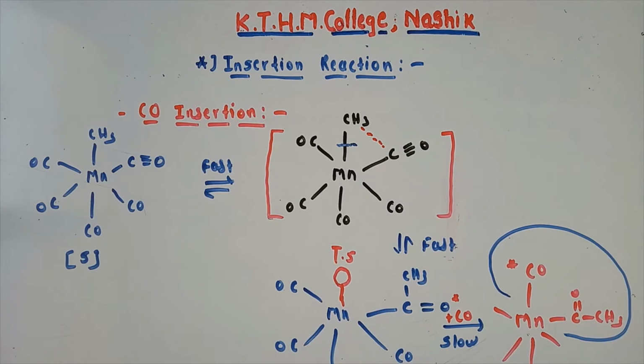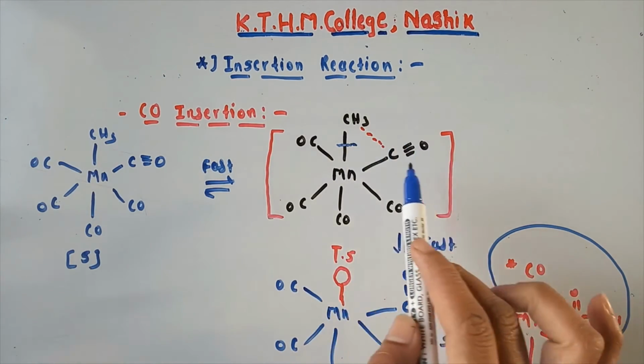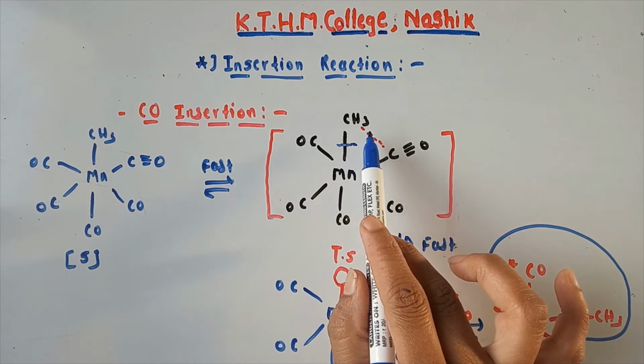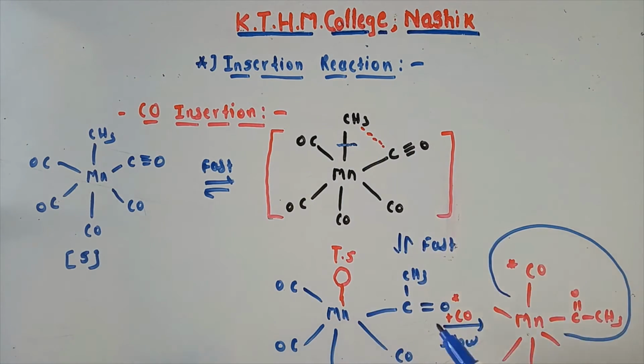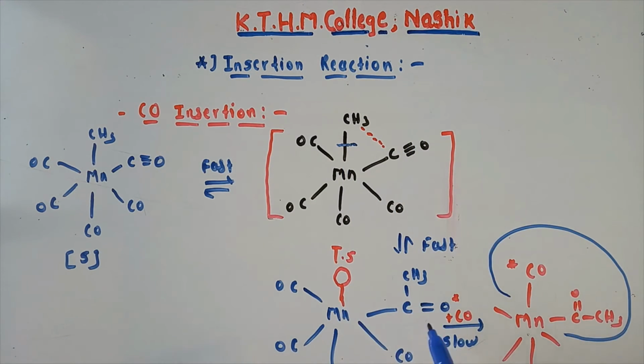What happened in the first step? Here is only your complex. Then there is formation of a transition state, a 3-member transition state between the carbonyl and CH3, that is the methyl group. The next step is a fast one. This CH3 migrates here, and this is your transition state, which then adds to the carbonyl and gives the final product in the acyl form. This is nothing but the carbonyl insertion.